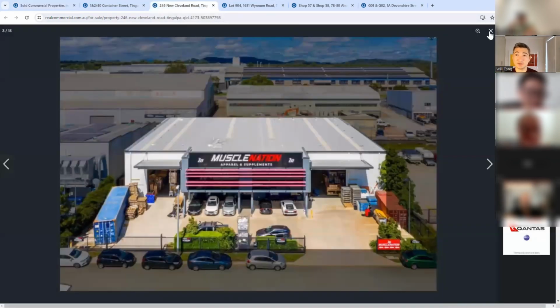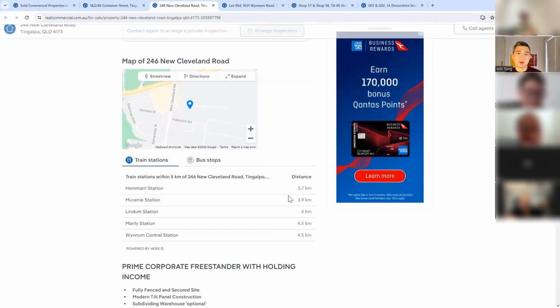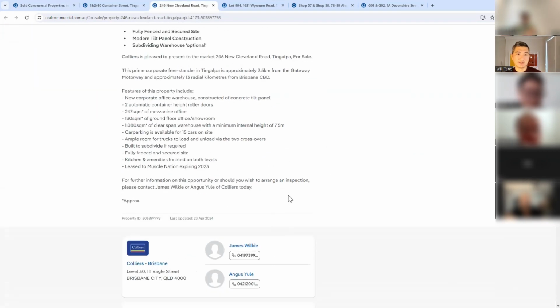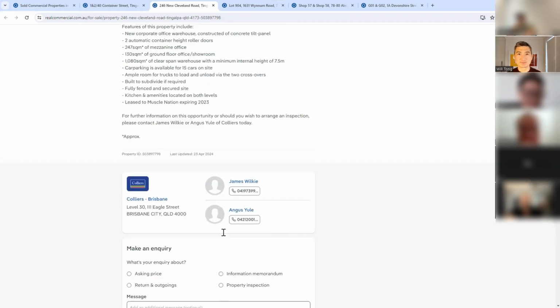Yeah, that's the only way to do it, unless you're on the phone talking to the agents. So for this one, it will pass my initial triage stage. This one I would be going down and asking for details, like, can I please get a copy of the IM, what's the price expectation? So this will pass triage.